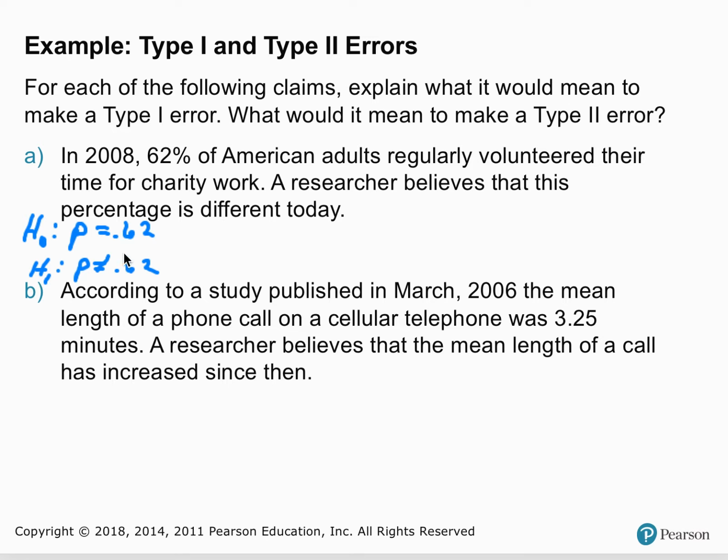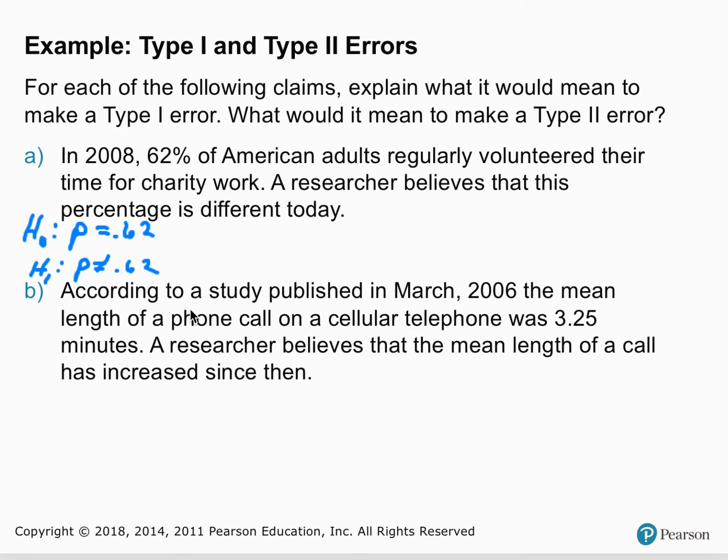When it's actually different. So type 1 error means that the researcher says that he is going to reject this. Type 2 error is when he does not reject it.